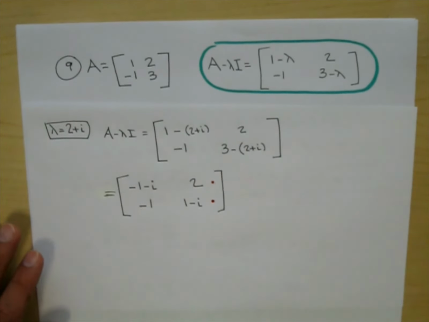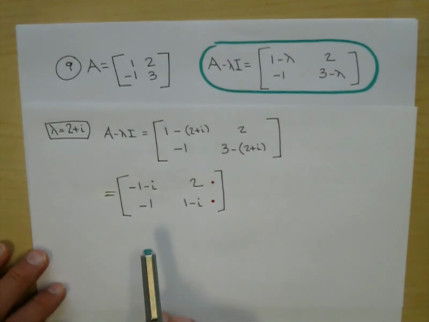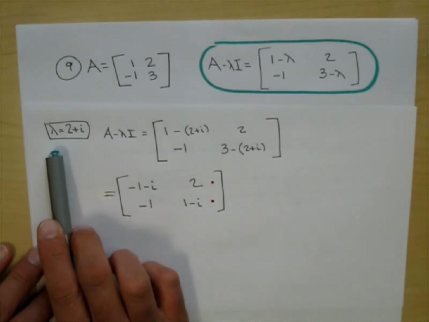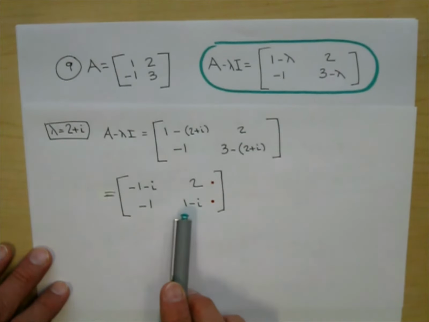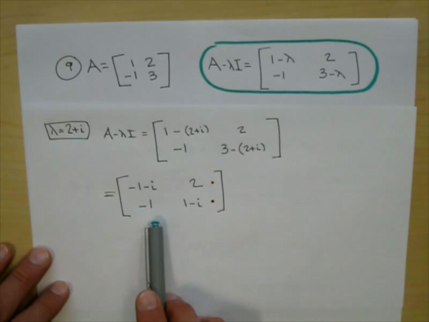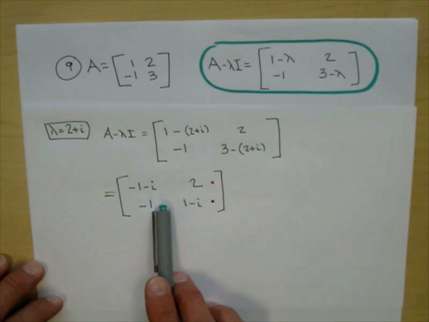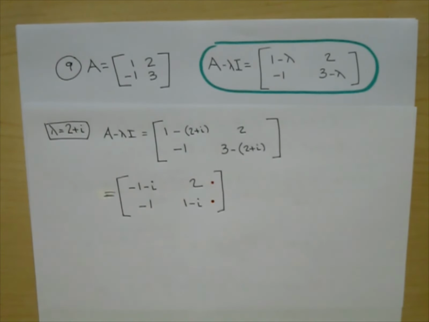Now, when it is a 2 by 2 matrix, and you put 2 plus i in for your lambda value, one of these rows should zero out. And since there's only 2 rows, that would tell you that one of these rows is a scalar multiple of another one. That's not easy to see when you have imaginary numbers. I'm going to show you that that's the case.